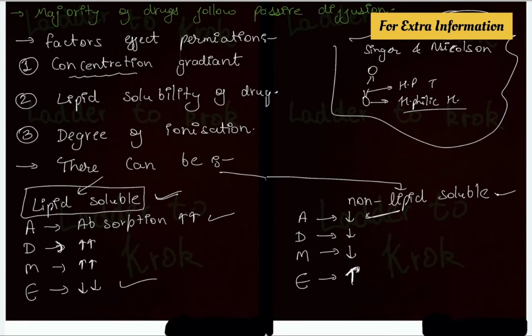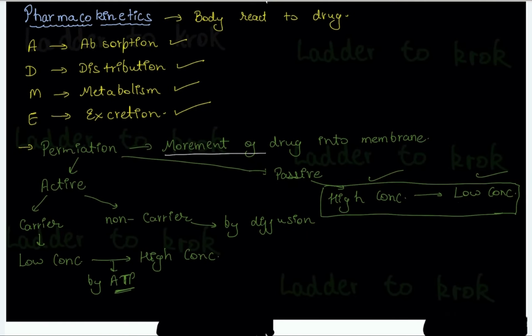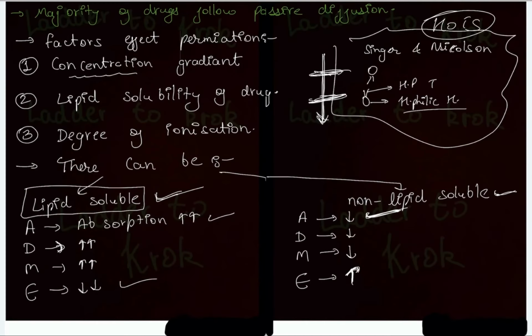So the membrane is made up of lipid bilayer. Then obviously lipid soluble drugs can easily pass through it, because they are lipid soluble. And non-lipid soluble drugs cannot easily pass or be absorbed, or they have less permeation. What is permeation? As we already discussed, it is the movement of drug into membrane. This thing is clear.